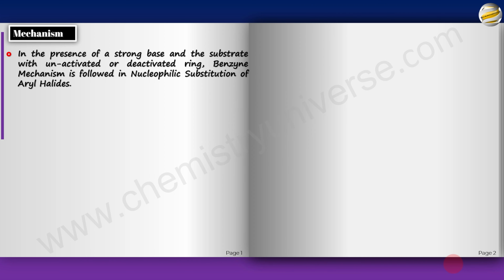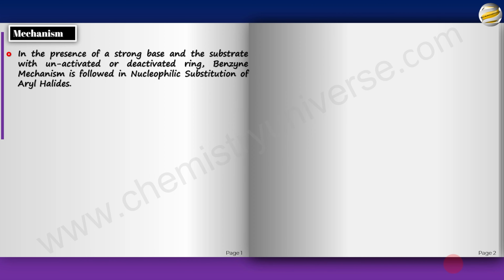Now, I had mentioned this in the last video that activating or deactivating groups depend on the nature of substitution that is taking place. So, if the reaction happening is nucleophilic substitution, then withdrawing groups are activating groups and releasing groups are deactivating groups. So Benzyne mechanism is followed when the aryl halide has either a deactivating group or it has no other group other than the halogen, meaning it is neither activating nor deactivating, it is an unactivated ring. So both in unactivated cases and deactivated cases, Benzyne mechanism is followed.